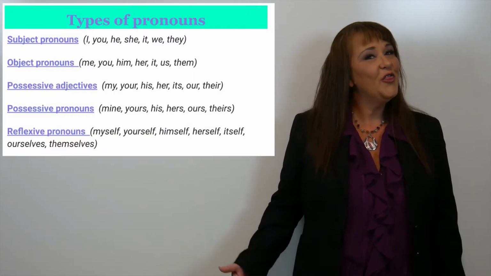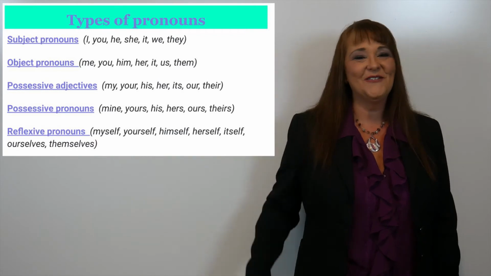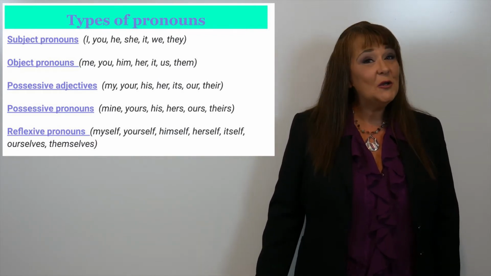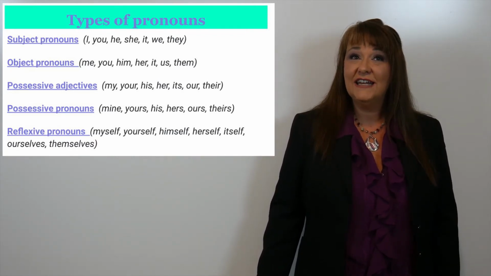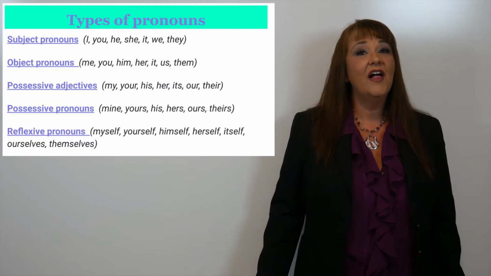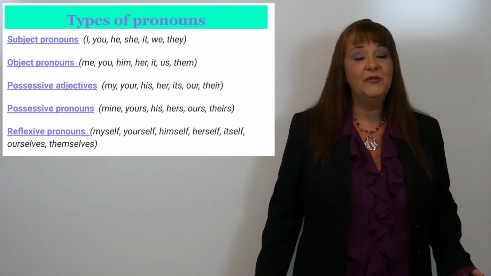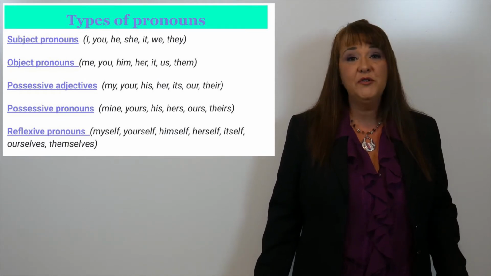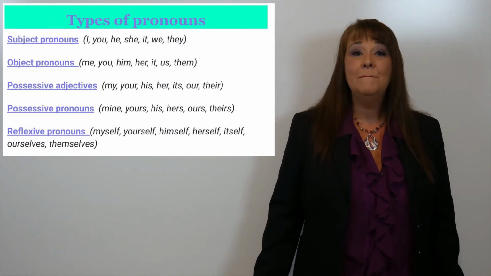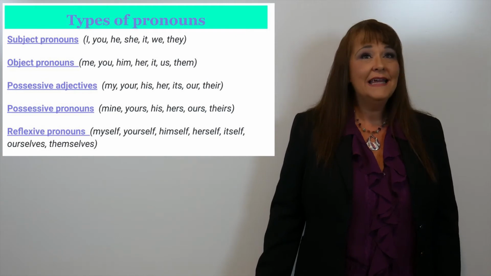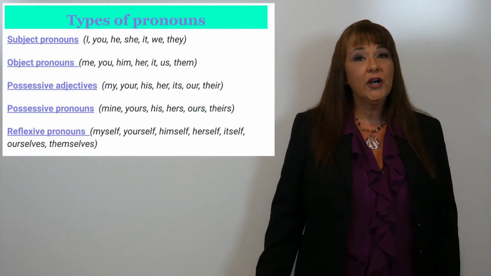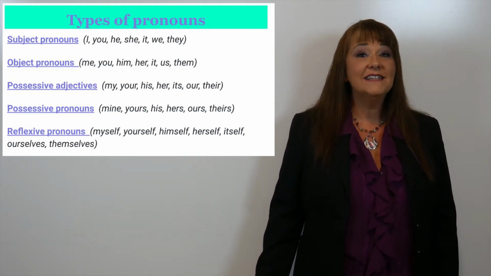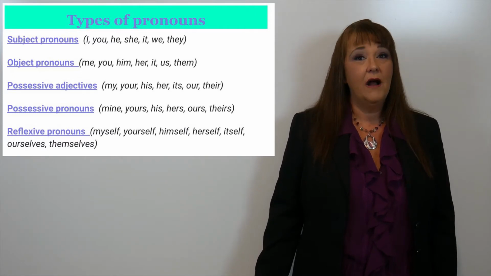So we have subject pronouns. Those are the ones you were thinking, weren't you? I, you, he, she, it, we, they. Subject pronouns. We also have object pronouns. Me, you, him, her, it, us, and them.